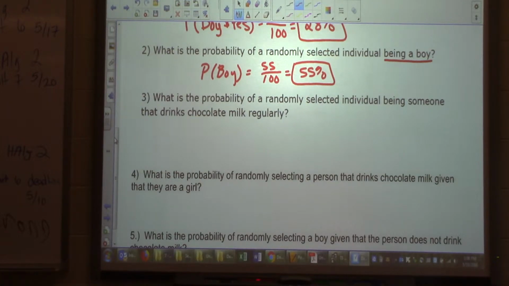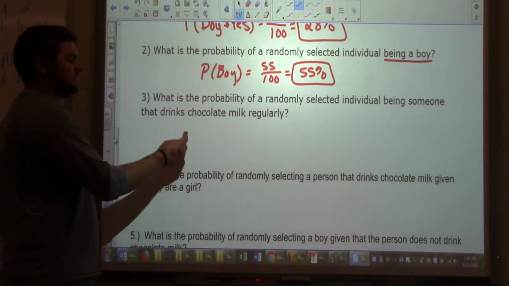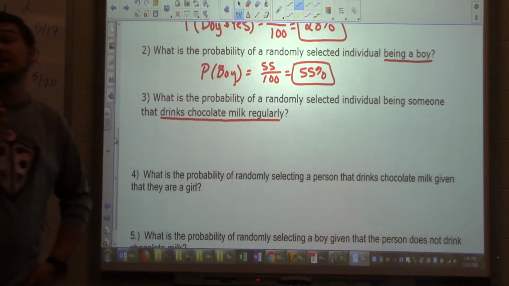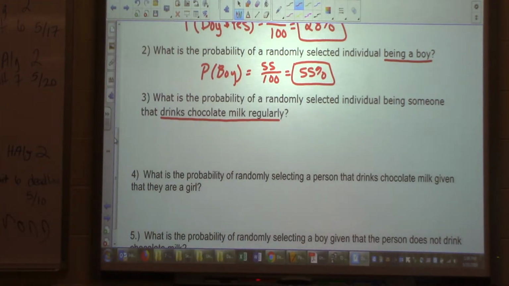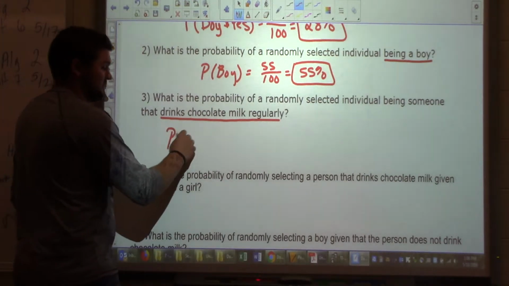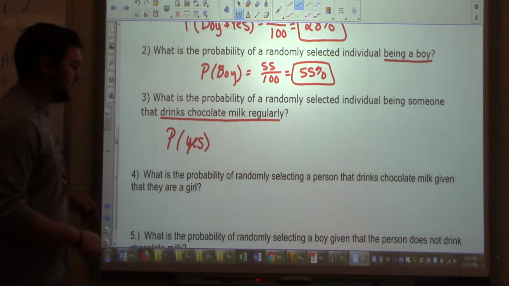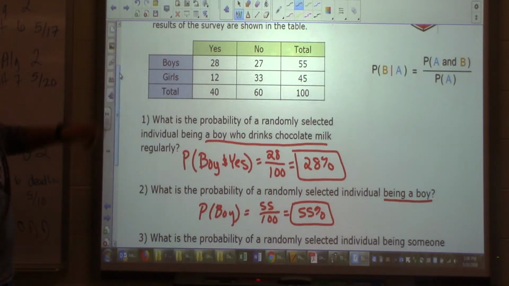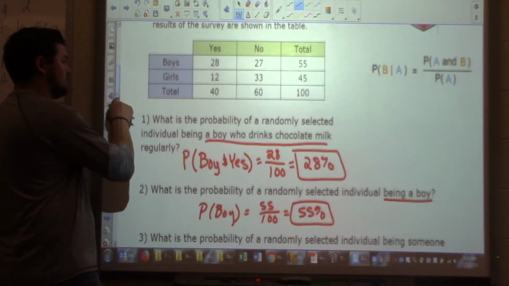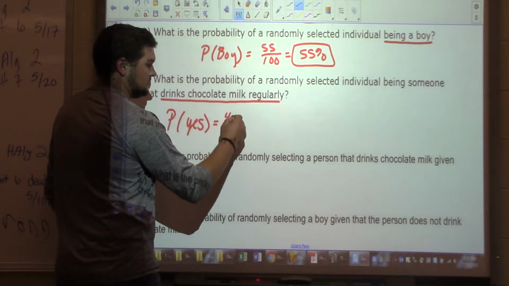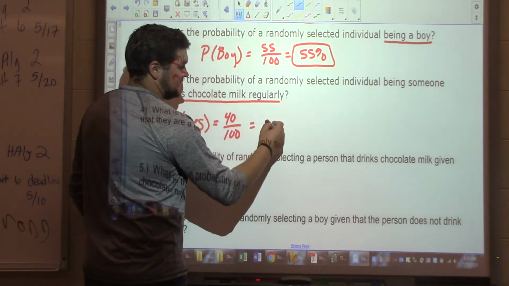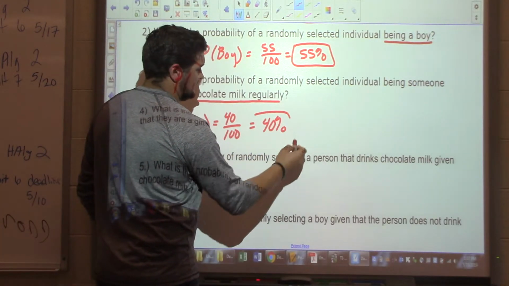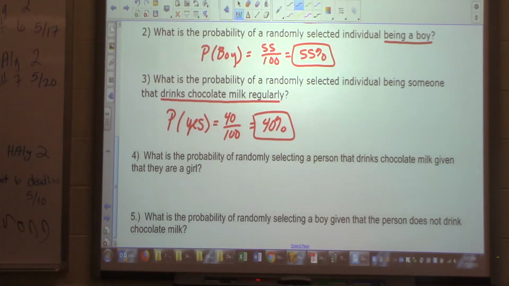What is the probability of a randomly selected individual being someone that drinks chocolate milk regularly? Once again, is this conditional yet? No, it just wants to know the probability of them saying yes. Well, look at our table here. How many people said yes? 40 total, right? So 40 over 100 gives us 40%. Any questions so far?